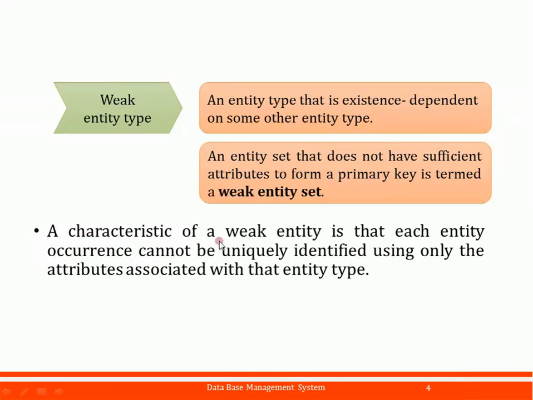A characteristic of a weak entity is that each entity occurrence cannot be uniquely identified using only the attributes associated with that entity type. With the help of the attributes of that particular entity, we cannot uniquely identify any occurrence of the entities.